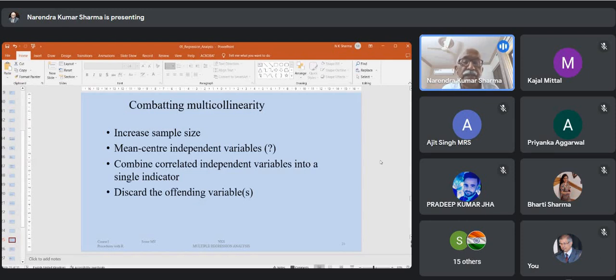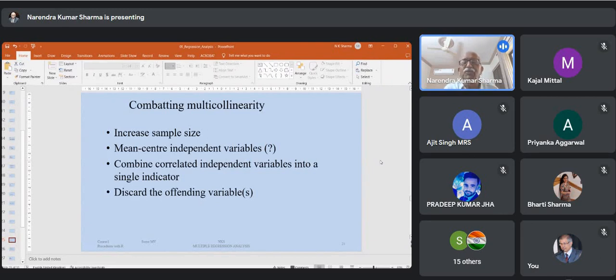And multicollinearity can, to some extent, be avoided. But then there are debates about this. If you do mean center data or you don't, you'll find the same results. But if you have to do moderation, for example interactive effects, there it may make a slight difference. Then combine correlated independent variables into a single indicator.